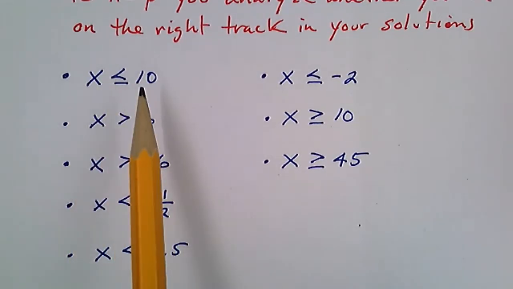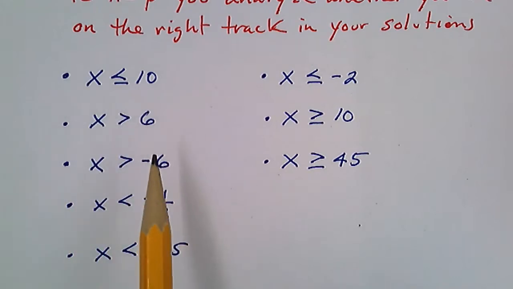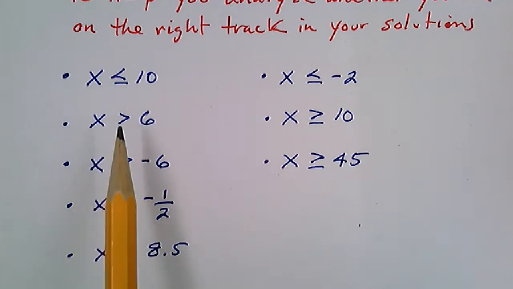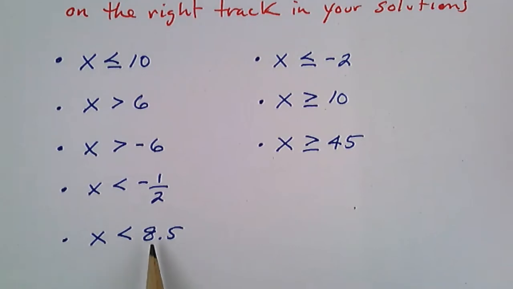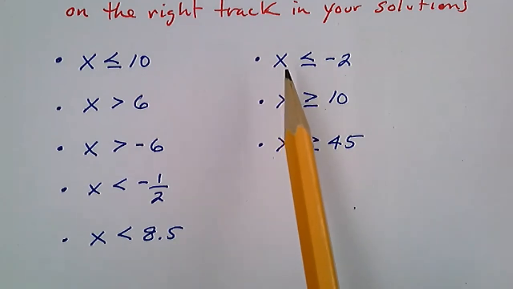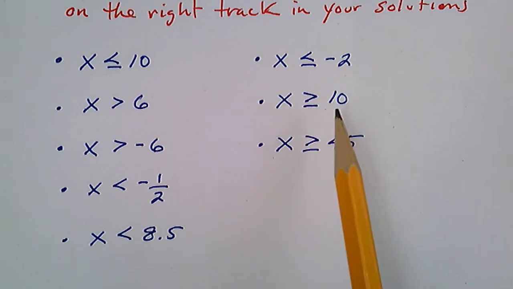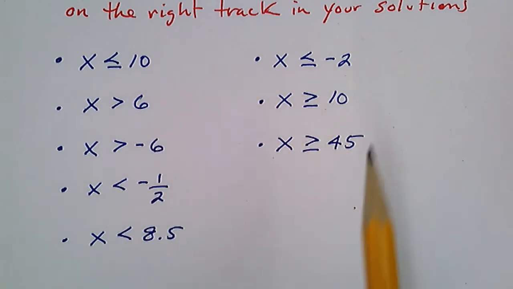So one of your answers is this. One of the answers is this one. One of the answers is x is greater than -6. This is x is greater than 6. x is less than -1/2. x is less than 8.5. x is less than or equal to -2. x is greater than or equal to 10. And x is greater than or equal to 45. So you should be able to match those up.